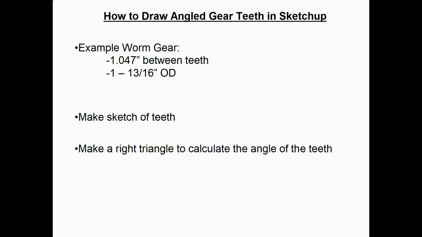In this short video today, we're going to talk about how to draw a spur gear that has angled teeth in SketchUp, and this angled spur gear actually mates up with a wooden worm gear. For the example worm gear for this exercise, we're going to assume that the worm gear has just over 1 inch, 1.047 inches between the teeth of the worm gear, and the outside diameter of the worm gear is 1 13/16 of an inch. So the first thing to do is make a sketch of the teeth, and then make a right triangle so you can calculate what angle are those teeth on the worm gear.